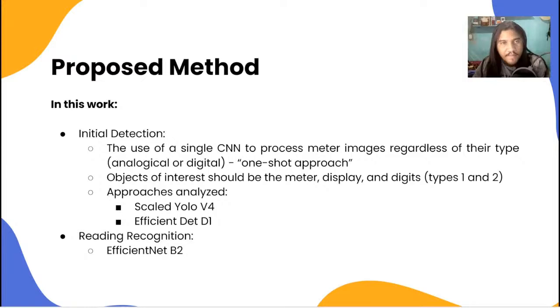In this work, for the initial detection step, we use a single CNN to process meter images regardless of their type, analogic or digital. In this case, we use a one-shot approach. So, objects of interest should be the meter, displays, and digits types 1 and 2. For this step, we analyzed two approaches, ScaledYOLOv4 and EfficientDet-D1, replacing RetinaNets. And for the reading recognition step, replacing the ensemble, we use EfficientNetB2.